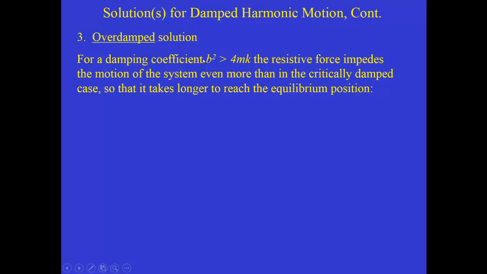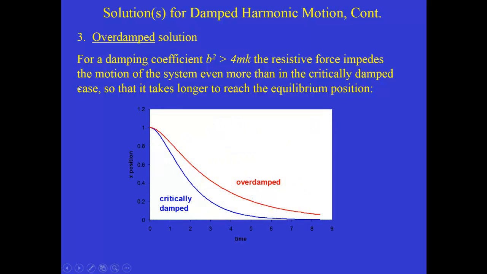So if the damping coefficient b squared is greater than that critical value of 4mk, then the resistive force resists the motion even more. And so by comparison, we can see schematically how this behaves. The blue shows us the previously plotted critically damped solution. The red shows the overdamped solution if b is even larger. So these are the three possible cases for the solutions to this damped harmonic oscillator equation of motion.